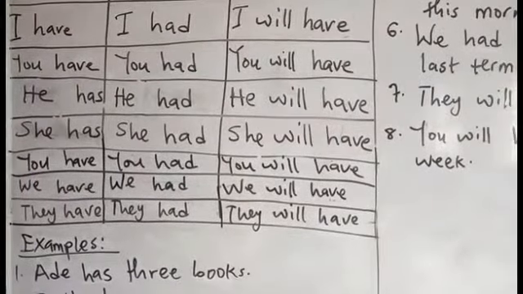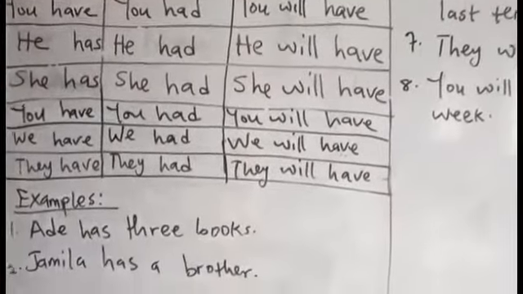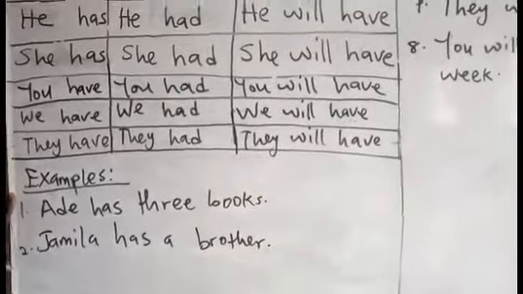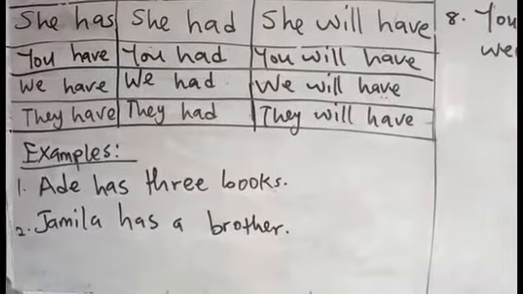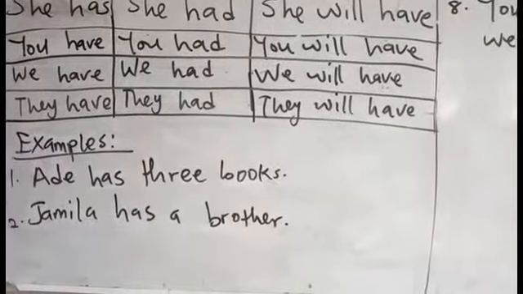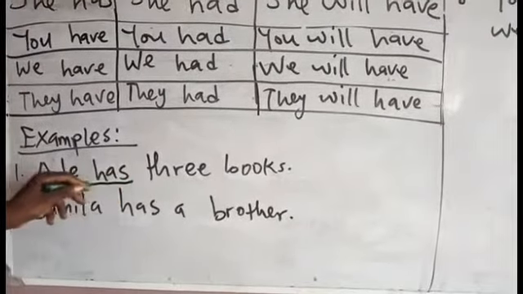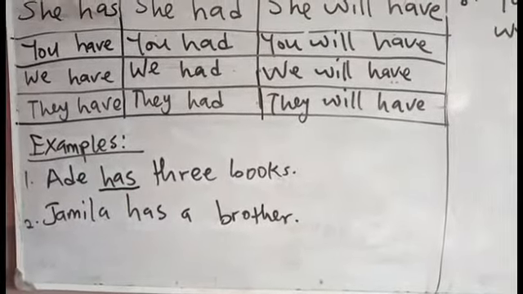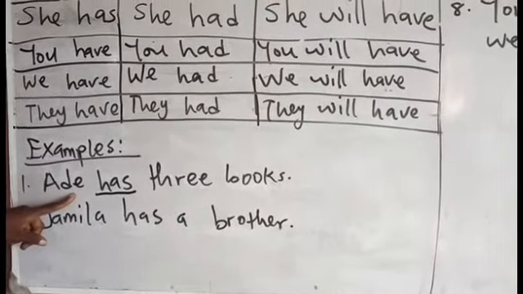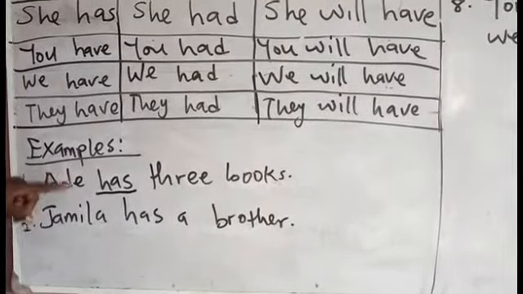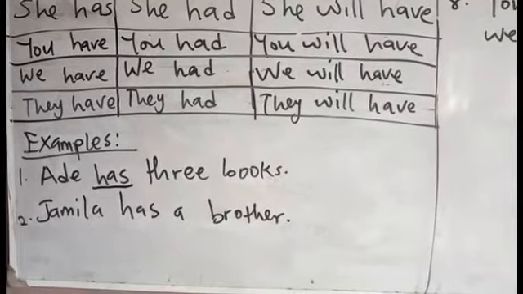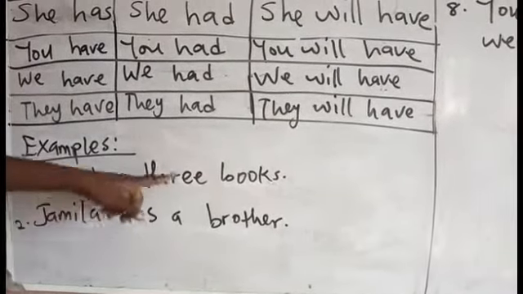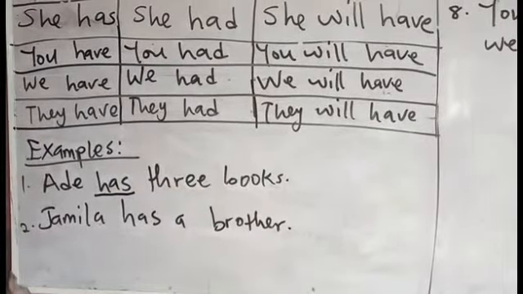Now, these are the examples. We use the verb in the sentence. Now, the sentences run this way. The first one we have, Ade has 3 books. Ade has 3 books. This is the verb in its present form. And now this is a single noun, a single noun, which is the third person. It can be replaced with the third person singular, he. He has 3 books.